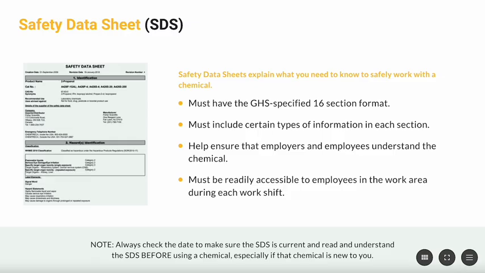Must have the GHS specified 16-section format. Must include certain types of information in each section. Help ensure that employers and employees understand the chemical. Must be readily accessible to employees in the work area during each work shift. Always check the date to make sure the SDS is current and read and understand the SDS before using a chemical, especially if that chemical is new to you.